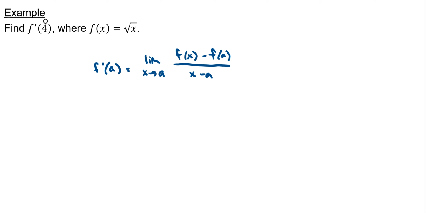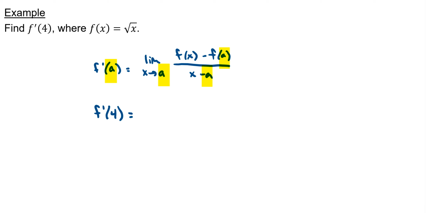So we want to find f prime of 4. Before we even find this, just think about what it means. I'm going to write down what it means when we actually get a number. f prime of 4 means we're finding the slope of the tangent line at x equals 4, or think of it as finding the instantaneous rate of change of the function at x equals 4, or just think of it as finding the slope of the function at x equals 4. So let's go ahead and plug in a 4 into all of these a's.